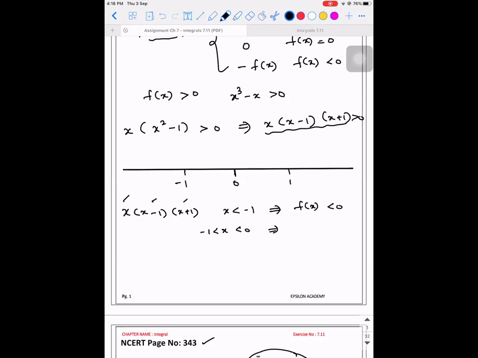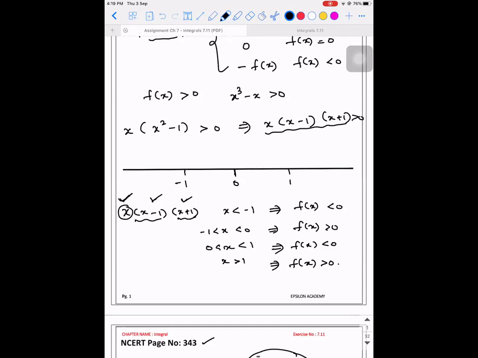Let's say minus half. This is negative, this is negative, negative into negative is positive, and minus half plus 1 is positive. So f of x is positive. When you substitute a value x greater than 0 and less than 1, let's say half, positive, negative, and positive. So f of x will be less than 0. When you substitute a value of x greater than 1, everything is positive.